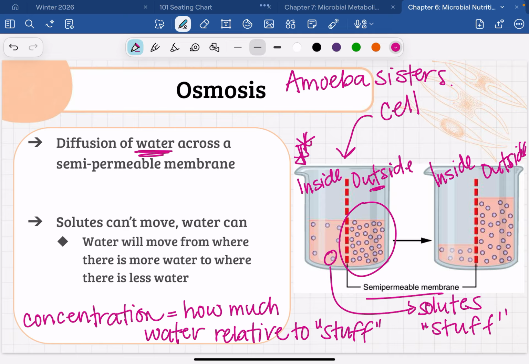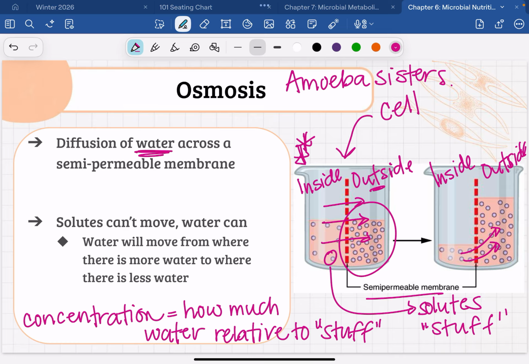Do you have more water inside or more water outside? You have more water inside. So the water is going to move from high to low, just like we just said. The water is going to move because the water is the only thing capable of moving here. And so the water will move to balance out the relative amount of water to solutes, to stuff floating in the water.